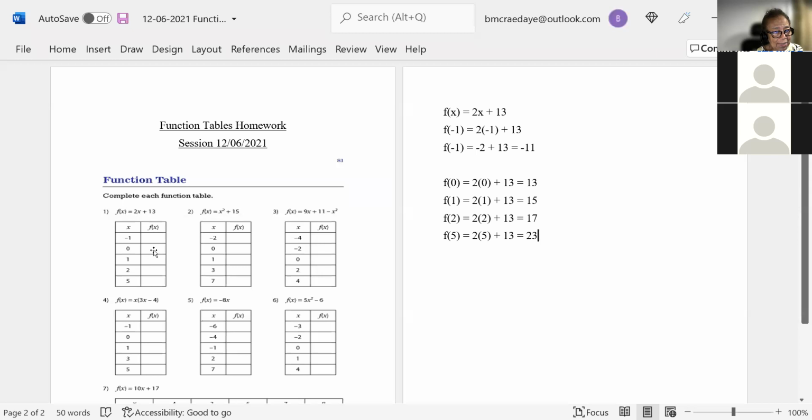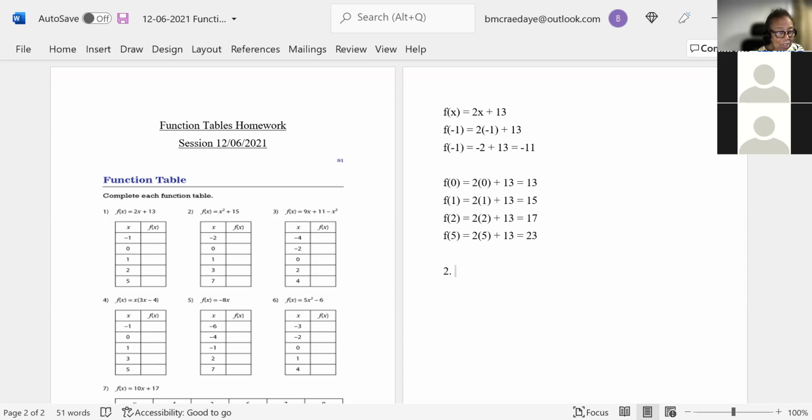Now, what is the f of x when the input is 0? 13. What's the next one? 15. And the next one? 17. And the next one? 23. Okay, so you got that table finished. All right. Now let's go to the next one. The next one says f of x is x squared plus 15. So that's table number 2.